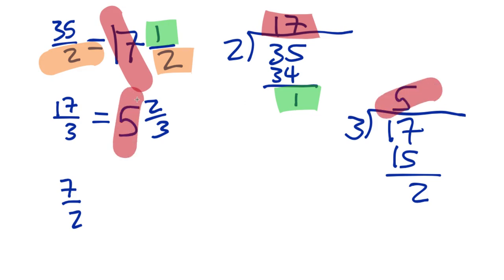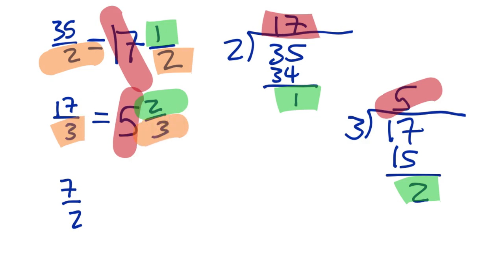5 was the answer. That's our number. And then our fraction part is going to be the 2, the remainder, up top. And then the original 3 is the denominator, is still going to be the denominator in our answer.